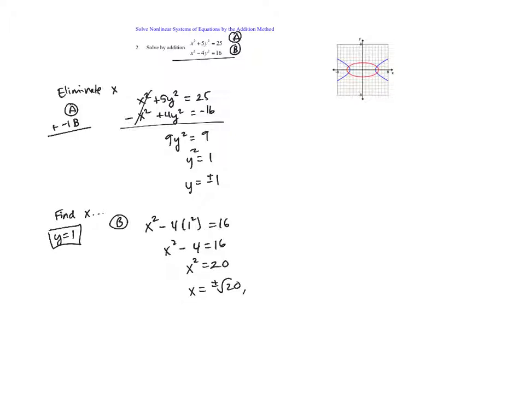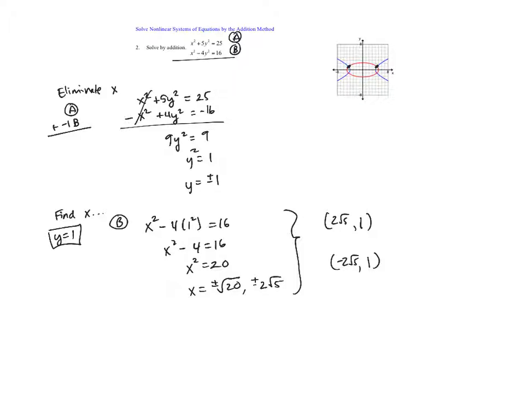That would be 20 is 4 times 5. So then you could take the square root of 4 and get 2. The square root of 5 doesn't simplify anymore. Okay, so when y is 1, we've got two options for x. It could be a positive 2 root 5 or a negative 2 root 5. Okay, so you can see those are our first two points right in there.